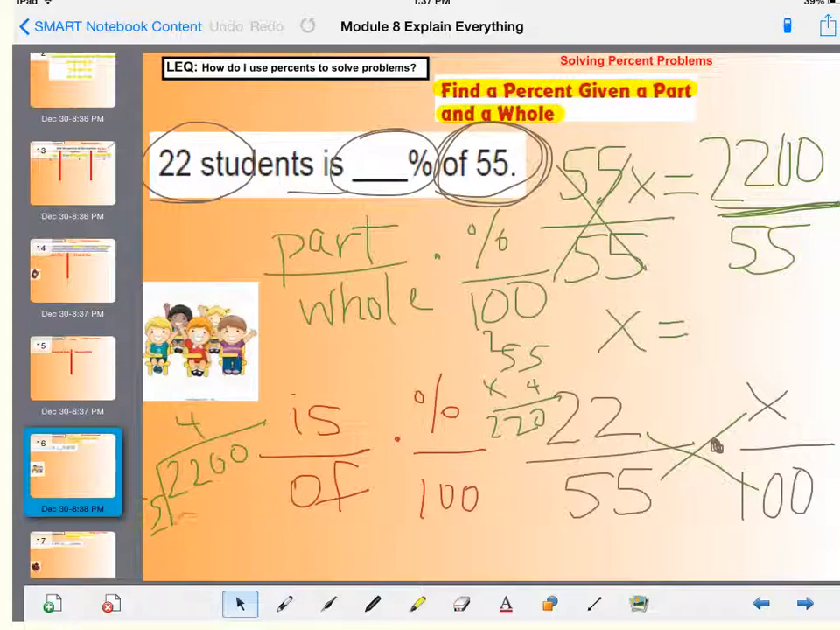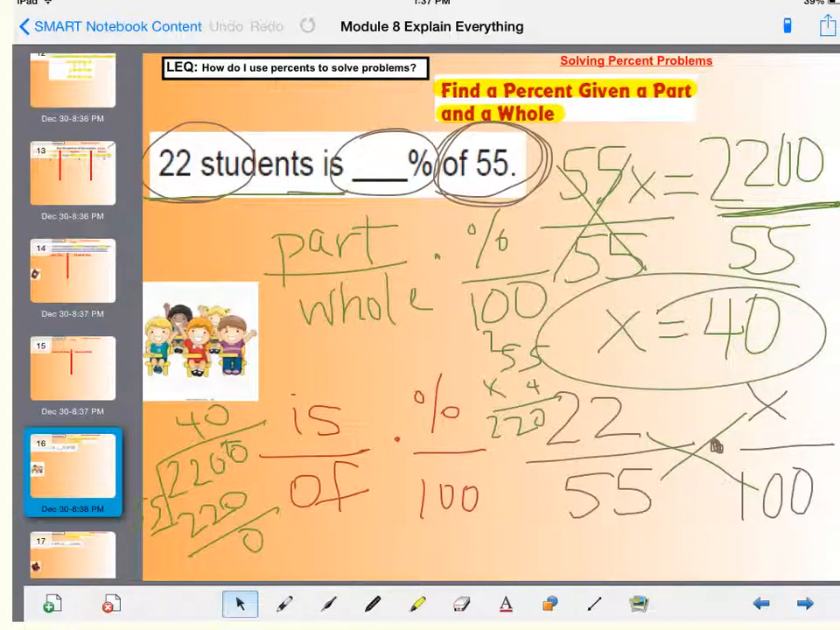Yes. And don't forget to bring up that last 0. So the answer here is 22 students is 40% of 55.